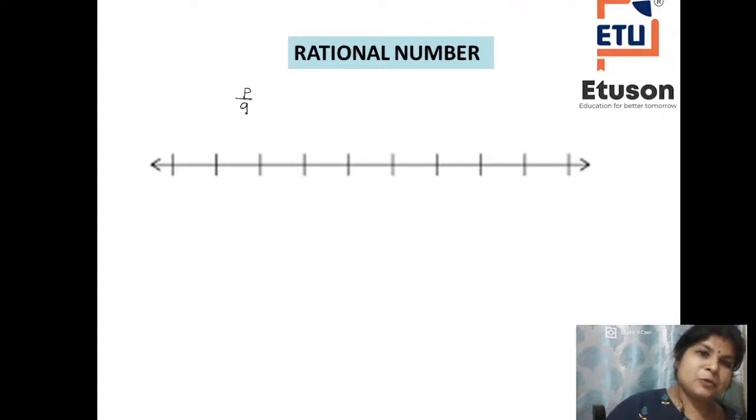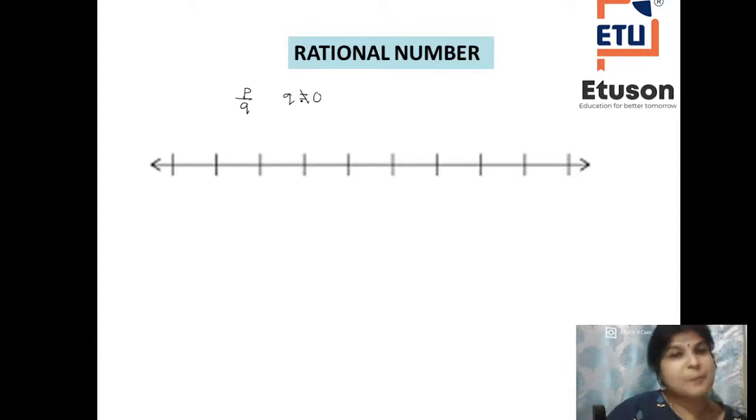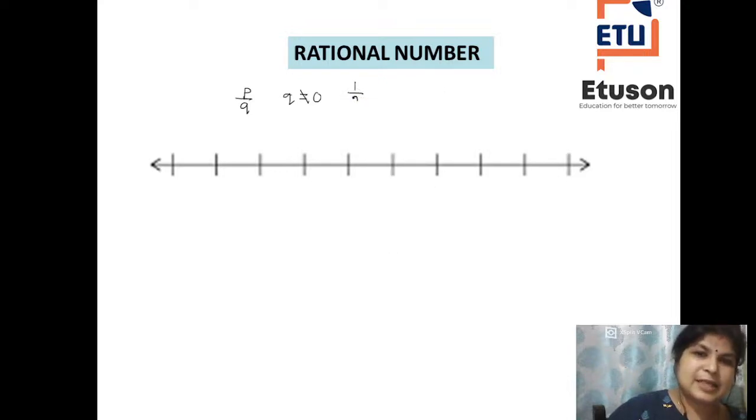So p by q means in the form of a fraction where q is not equal to 0. Correct or not? This is the definition of a rational number. Suppose I consider a rational number, say half. Suppose 1 by 2 is your rational number, which has to be indicated on the number line.